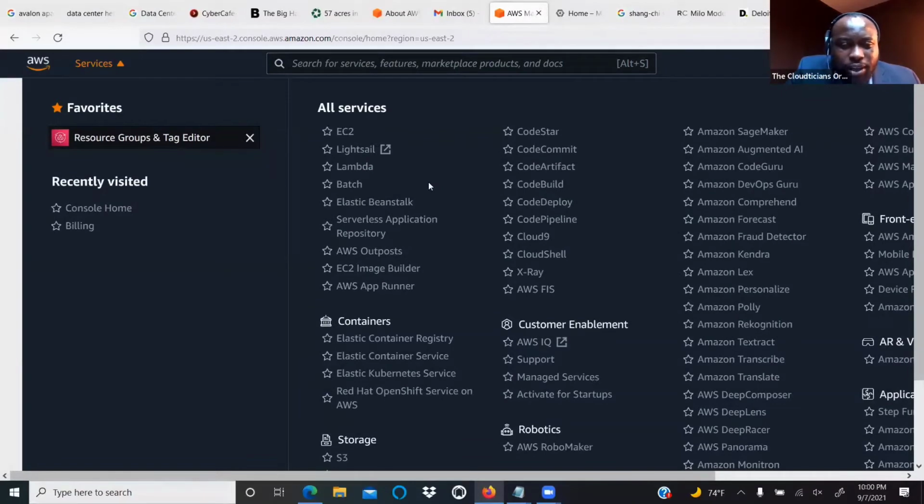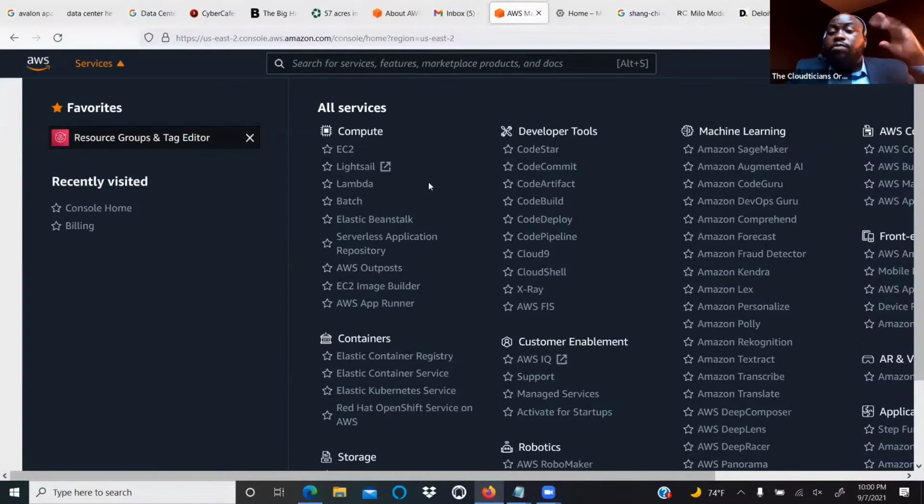So the other one is Beanstalk, Elastic Beanstalk. All of those you get to know later on. It's fine, don't worry about it. You just need to master a few. There are general services in AWS, and there's something called the featured services.